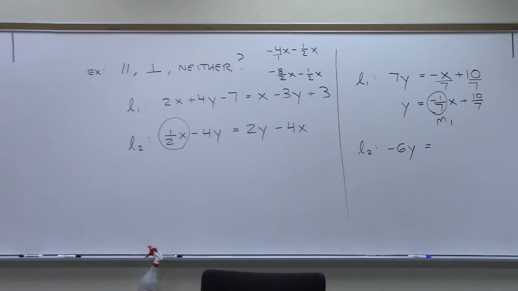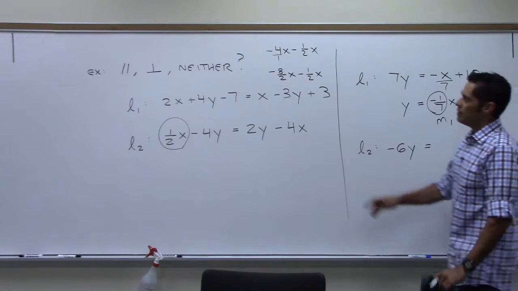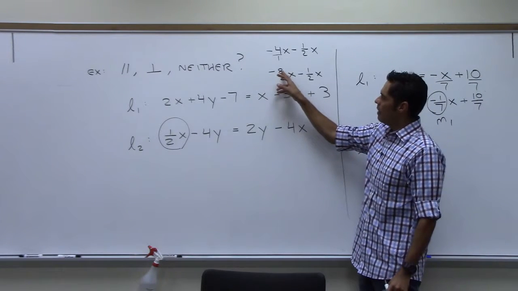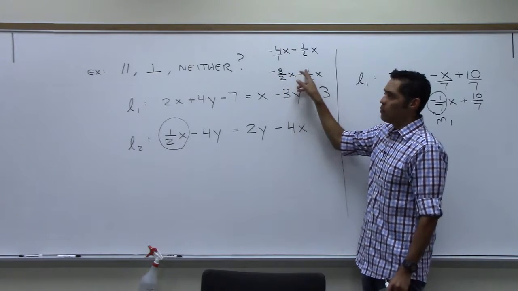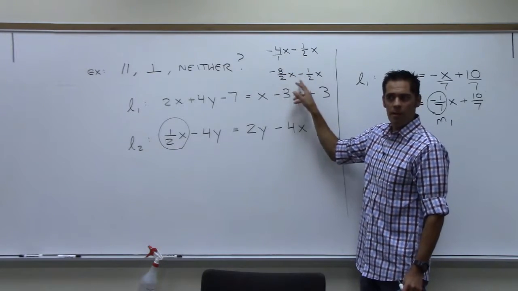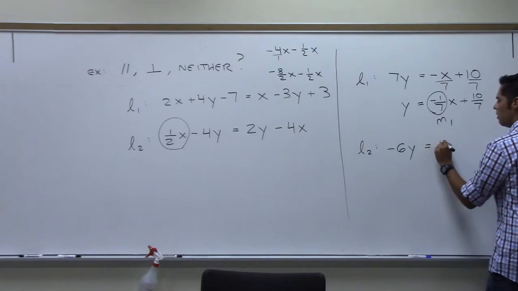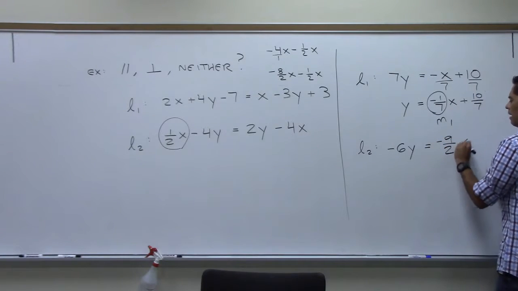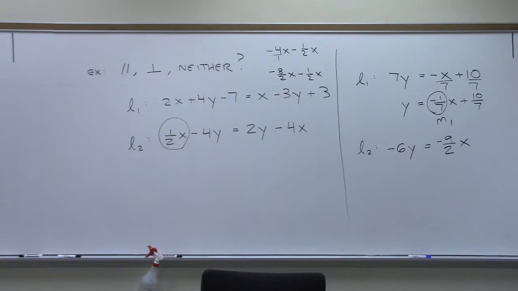How many x's would we have then on the right side? What is it? Negative 8. Take away 1, right? So negative 9 over 2x. Yes?